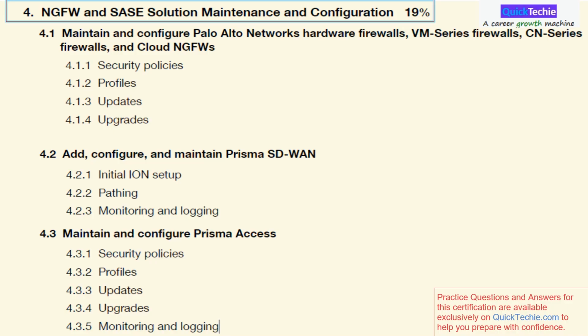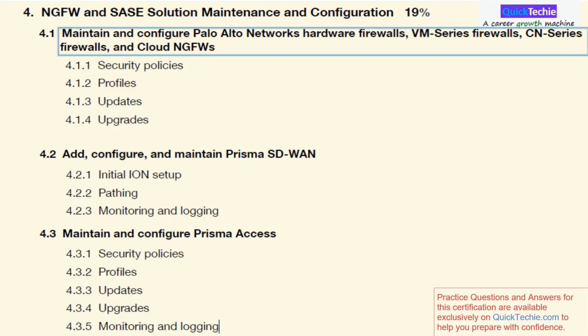4.1. Maintain and configure Palo Alto Networks hardware firewalls, VM-Series, CN-Series, and Cloud NGFWs. Firewalls can be deployed in different environments. PA-Series is physical hardware. VM-Series runs in virtual machines like VMware, Azure, or AWS. CN-Series is containerized for Kubernetes environments. Cloud NGFW is a fully managed firewall as a service for public cloud. Despite the deployment differences, they all offer consistent security features.